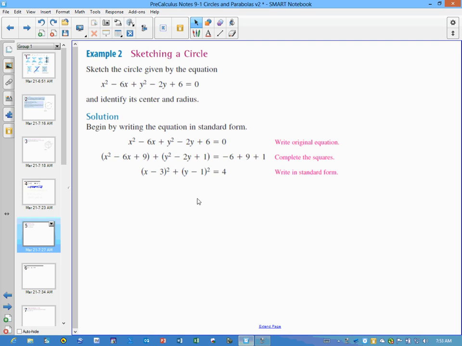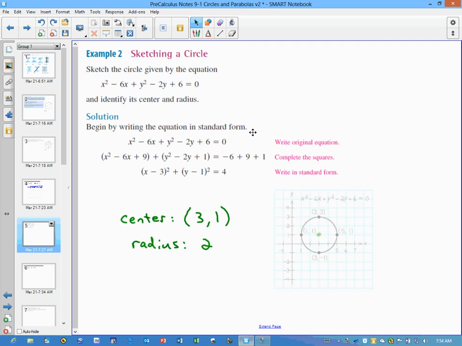And now we're going to compare this with our model and realize that the value of x that causes that parenthesis to be 0, that'll be the x value of the center. The value of y that causes that to be 0 is the y value of the center. And then this represents r squared. That means the radius is 2.